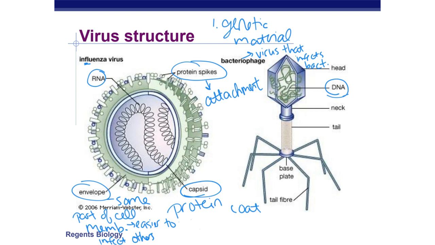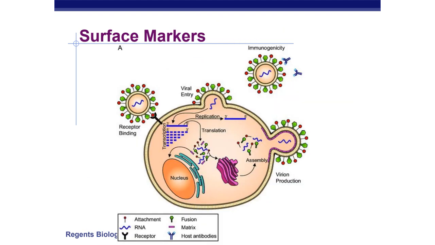You don't need to memorize all the parts of a bacteriophage. Okay, but they're going to have genetic material. They're going to have this capsid that's a protein coat. Some will have an envelope. Some will have these protein spikes. So let's look a little bit closer at these protein spikes, or these surface markers. So these are the protein spikes.